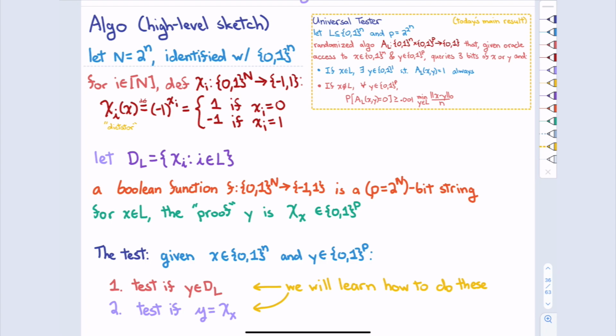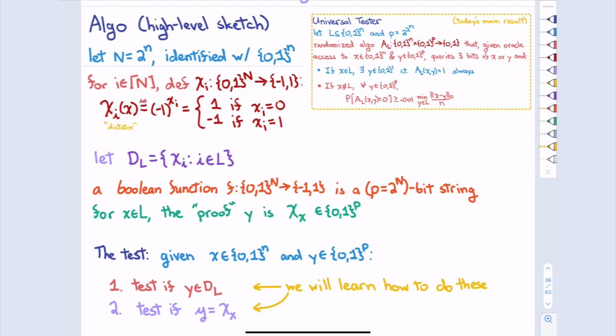Given X, you want to know if X is in the language, okay? And you're also given a proof. You're basically going to try to test to see if Y is a dictator function for the index X. So that comes down to two tests. One, there's a way to test if Y is one of the dictators belonging to the language.